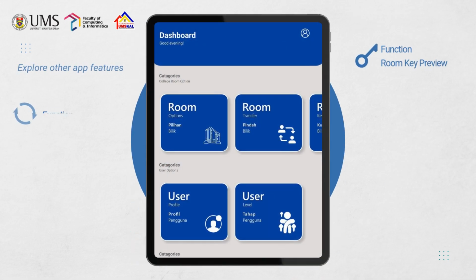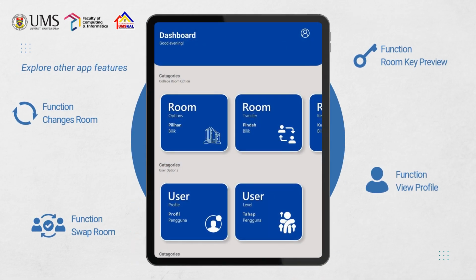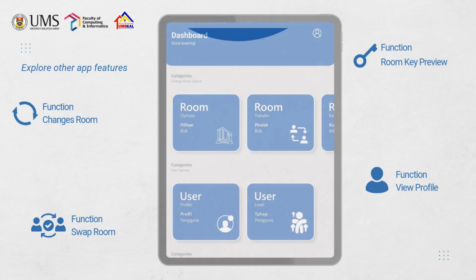Now that you've learned how to select a room, the app offers many other features you can try. Start with the Change Room feature, which helps you transition from your old room to a new one. There's also the Swap Room feature, allowing you to swap rooms with another student. Additionally, you can view your digital room keys and update your profile through the View Profile function.